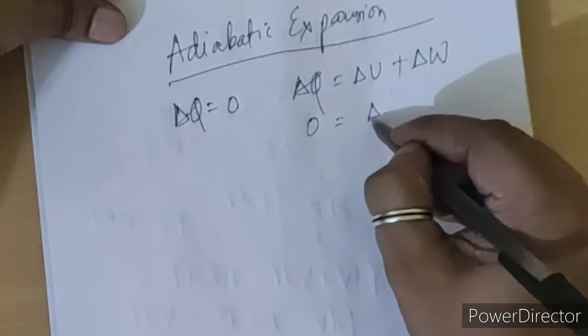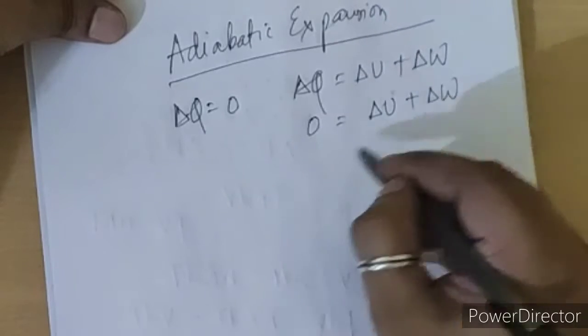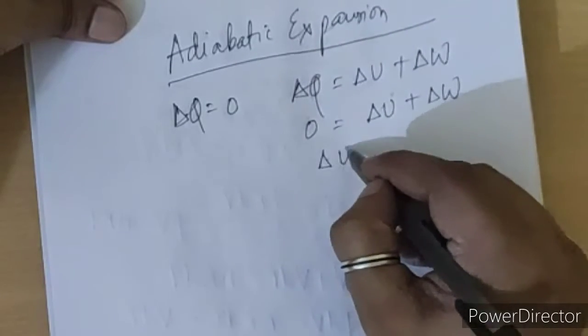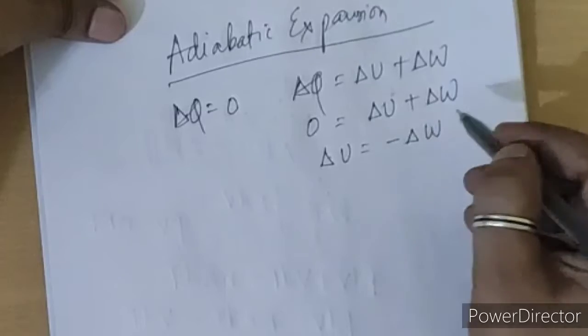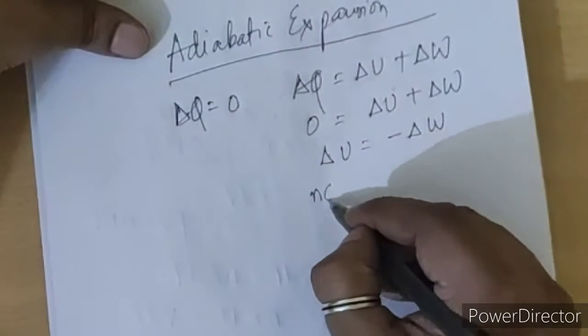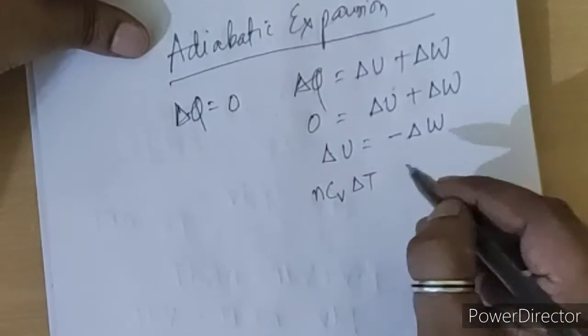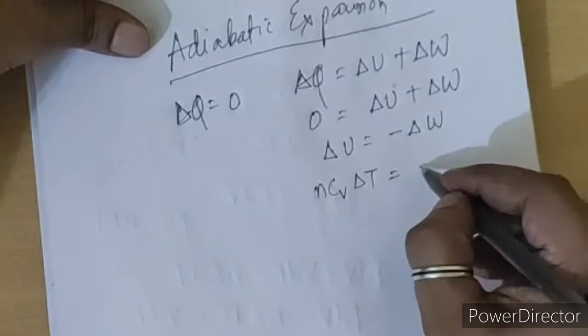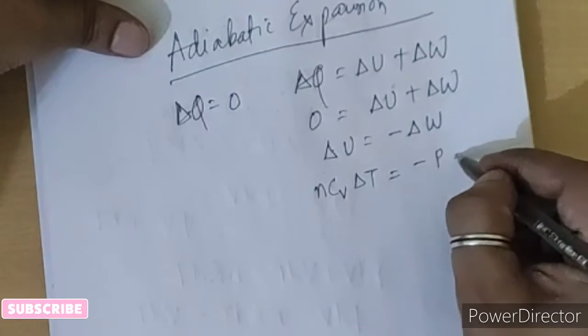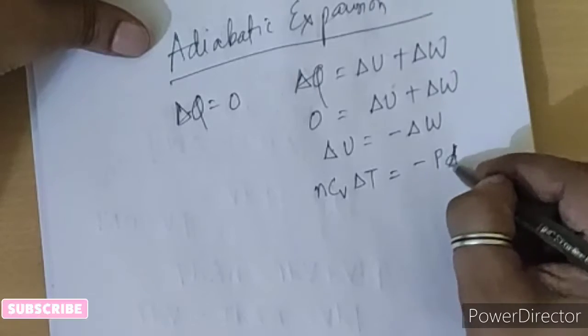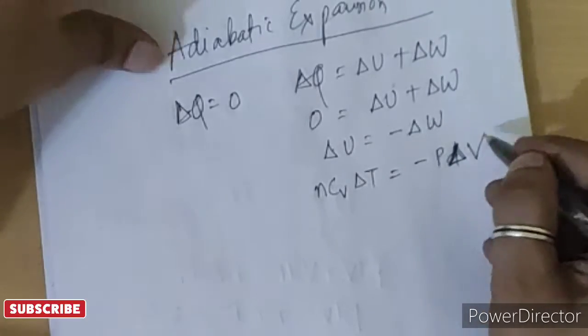This is 0, so this becomes delta U is equal to minus delta W. We know that delta U is n Cv delta T, and we know that this is P delta V.